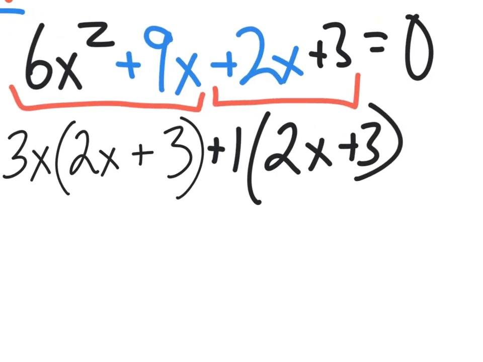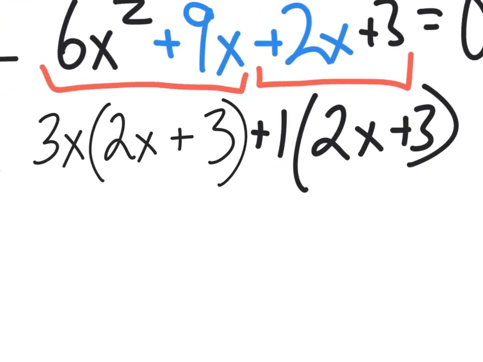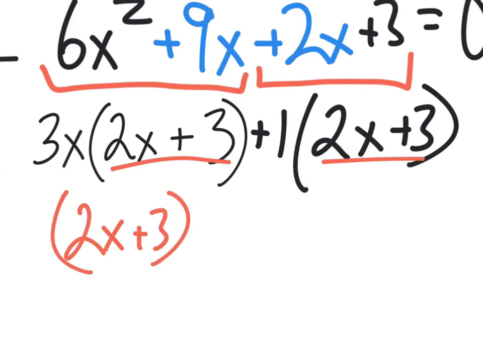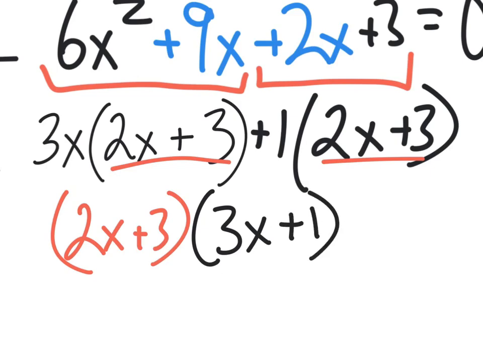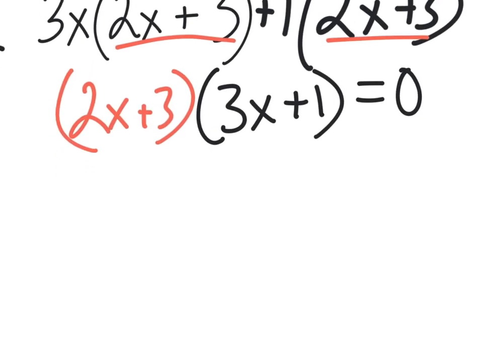And okay, what I can see now is that we've got a match. 2x plus 3 and 2x plus 3 are identical, meaning that we can factor these out. So it's going to be 2x plus 3 times 3x plus 1. Beautiful. This is always equal to 0.